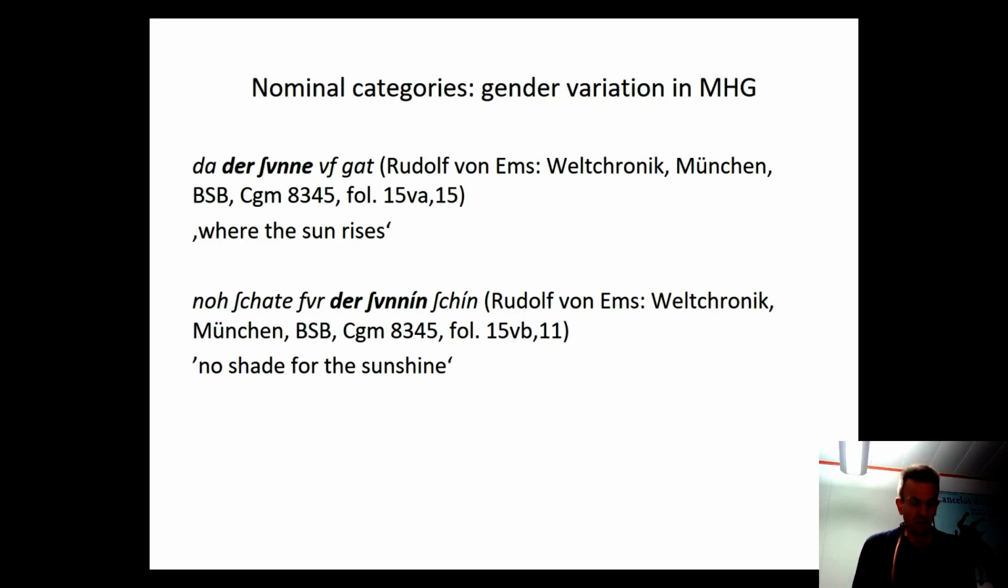The following evidence from the Weltchronik of Rudolf von Ems indicates that gender variations can also occur within the same source. First, we have folio 15a, da der Sonne aufgeht, and on the next page, noch Schatte fuhr der Sonnen schien.